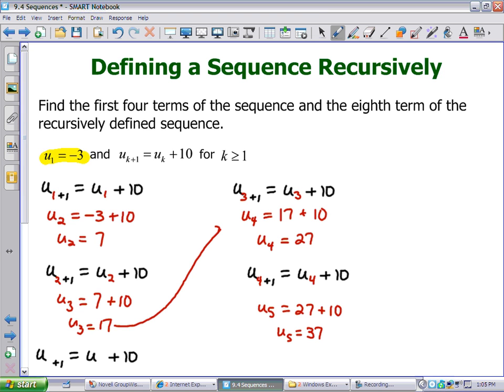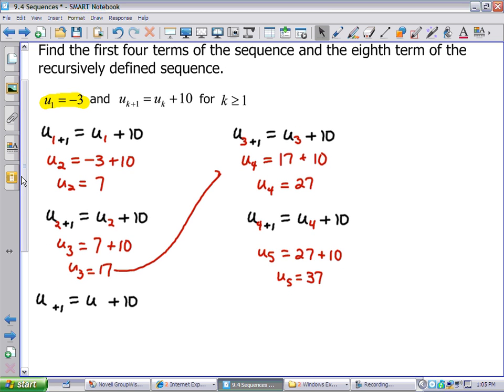And I just realized I gave you 5 terms. We actually only needed 4. They give you u sub 1, which is negative 3. So you should actually only have to find u sub 2, u sub 3, and u sub 4. But that's okay, because with u sub 5 equals 37, you can start to recognize the pattern.